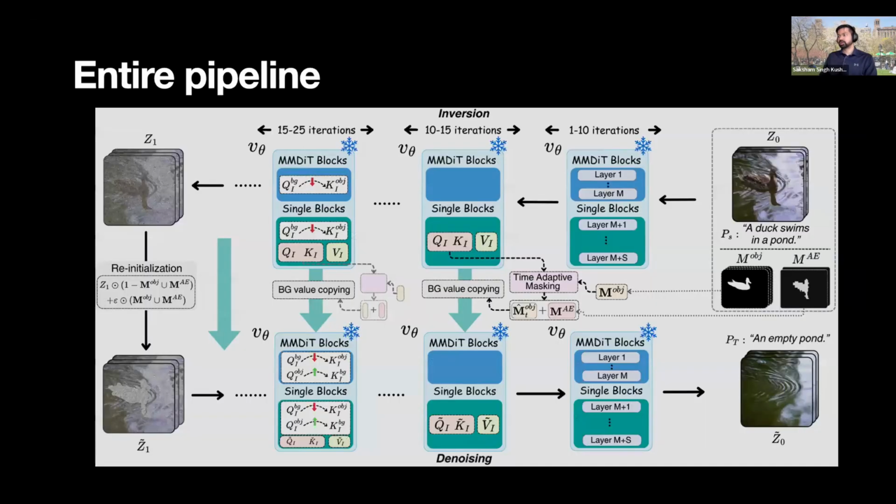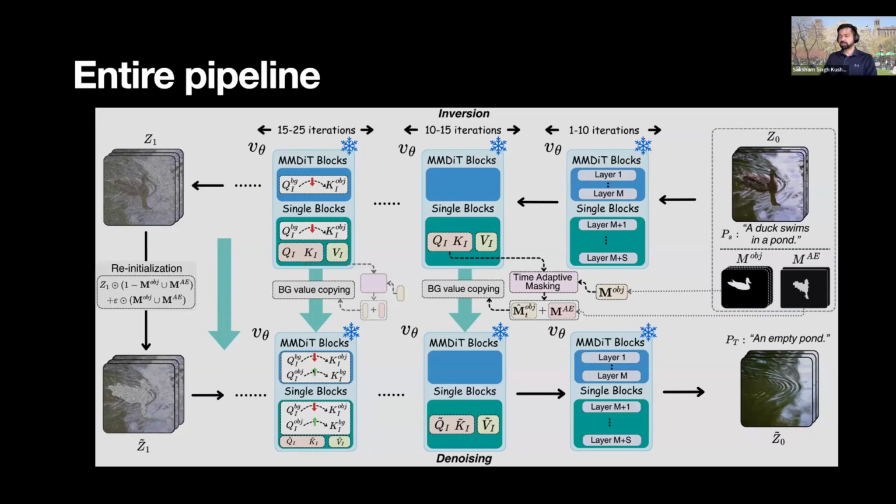And just a recap of our entire pipeline. We start with an input video and a pixel mask. We offline determine the object and its associated mask, and we invert, going towards the noise. While inverting, we determine the foreground region, the adaptive masking, and we also do attention scaling. Then we reinitialize the foreground region with random noise so that there are no remnants, and then we denoise it back.